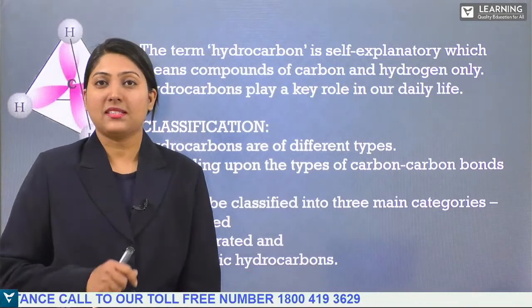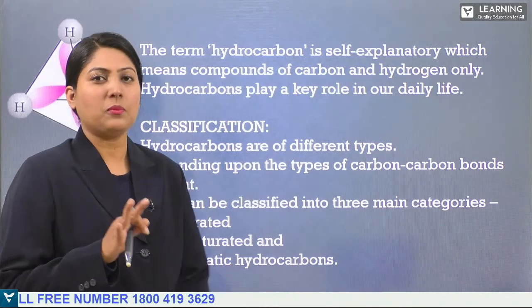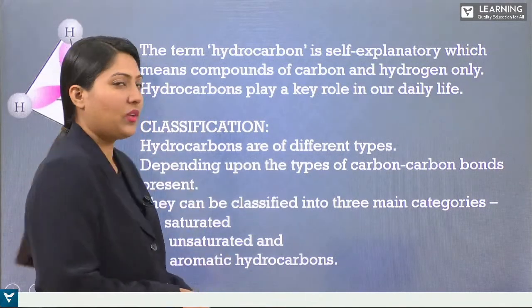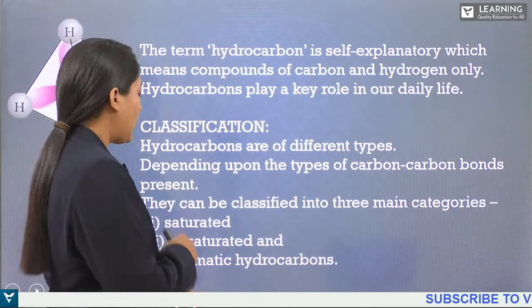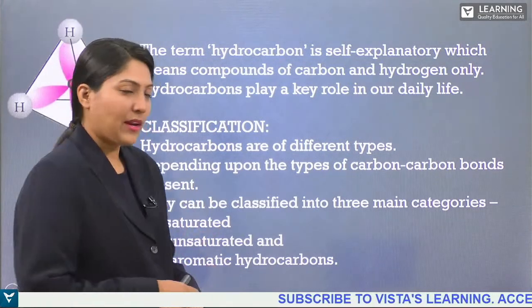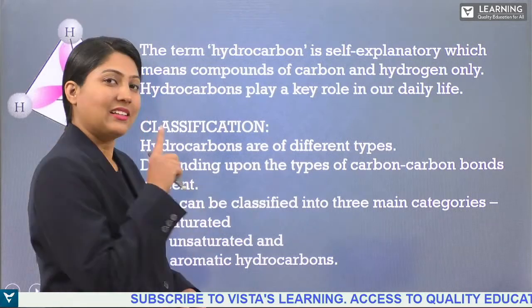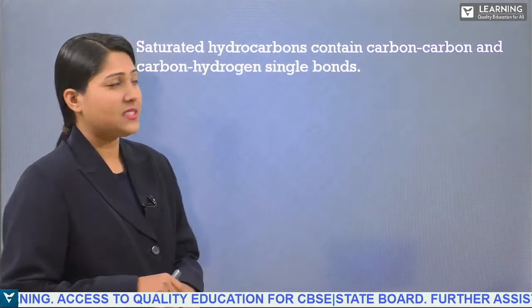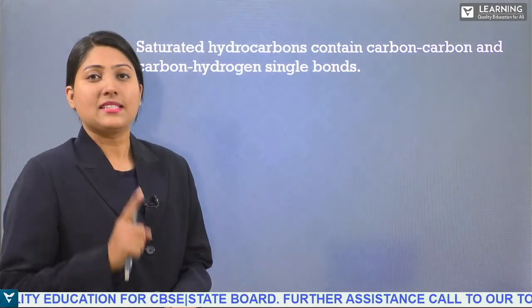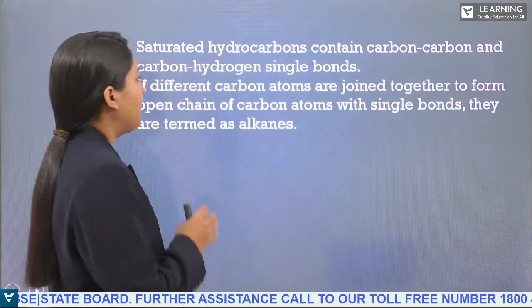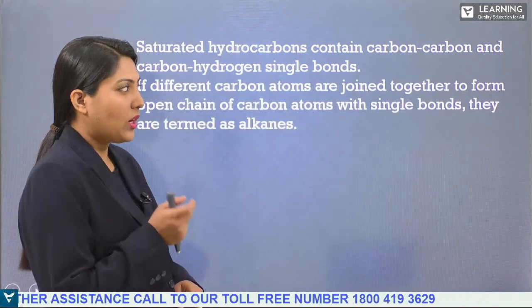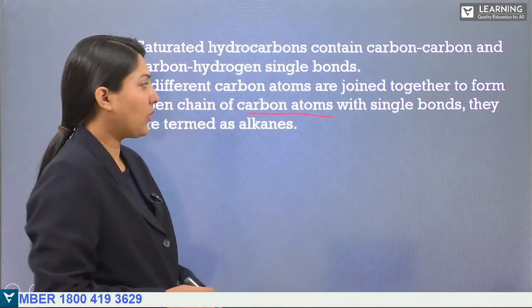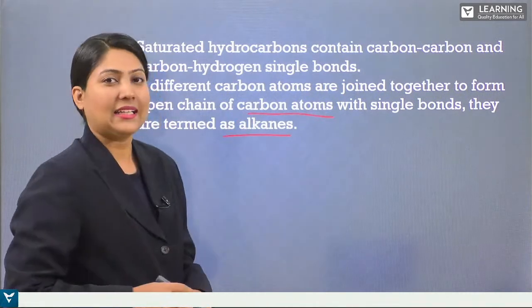Okay, what are the hydrocarbons classified into? They are classified into 3 groups based on carbon-carbon bonds. A carbon-carbon single bond is called saturated, carbon-carbon multiple bonds are called unsaturated, and we have the aromatic hydrocarbons which have the ring structure. Got it? Fine. Saturated hydrocarbons contain carbon-carbon and carbon-hydrogen single bonds. If different carbon atoms are joined together to form an open chain of carbon atoms with single bonds, then they can be termed alkanes.